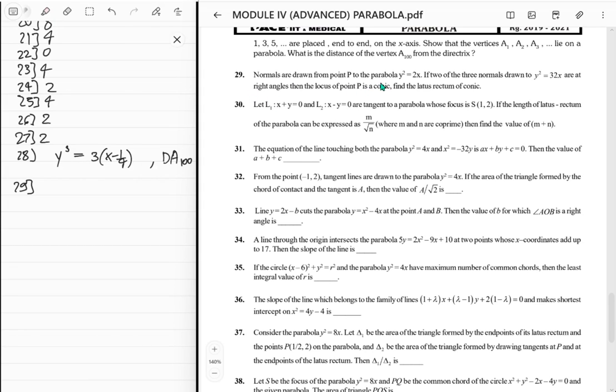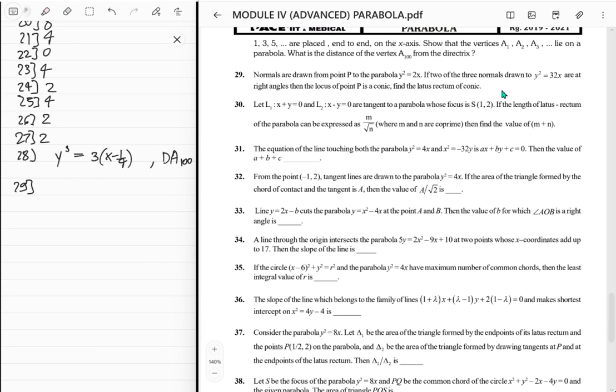Normals are drawn from point P to the parabola. If 2 of the 3 normals drawn to y squared equals 32x are at right angles. So normals at right angles, tangents are also at right angles. Okay. The parabola, okay. 2 of the 3 normals. So, okay, like T1 T2 is equal to -1, and then these are just 3 normals. Fine. Locus of point P is a conic. Oh, this is unexpected. T1 times T2 is equal to -1. Wait, what? Oh, sorry.